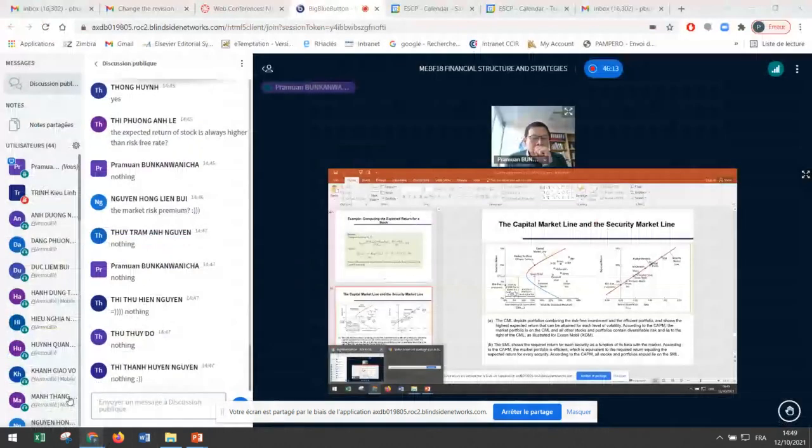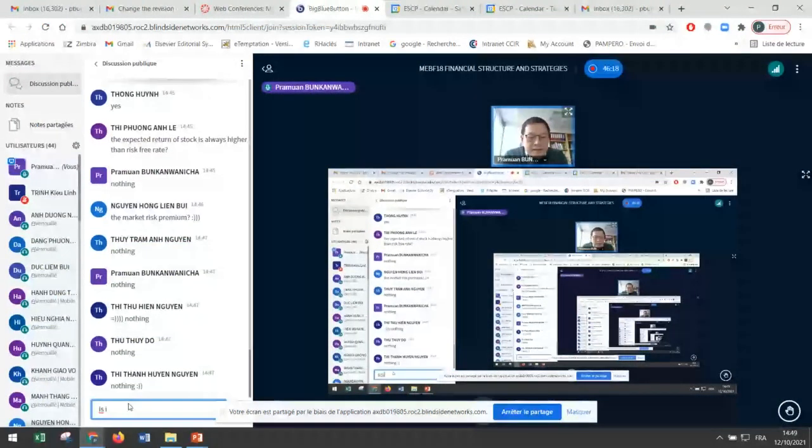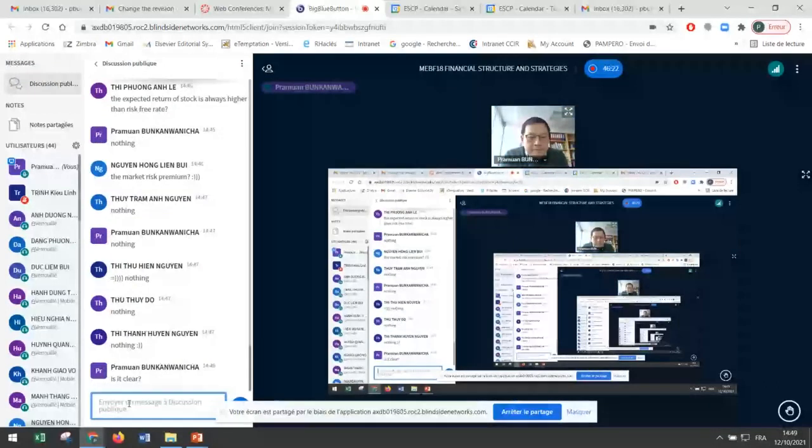So it is clear. In this chapter, what you need to know is that there are four things. One is how to compute the portfolio returns and portfolio risk based on, for example, two risky assets, a two-stock portfolio. You should know the formulas to compute all these.